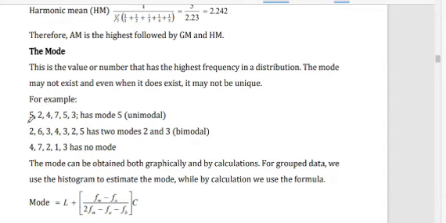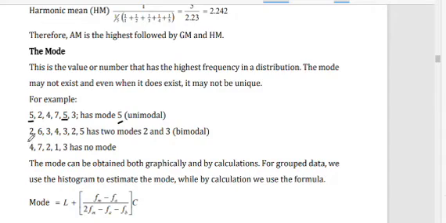So let's look at this number: 5, 2, 4, 7, 5, 3. See that 5 appeared twice. So the mode is 5, and this is called unimodal because it has only one mode.